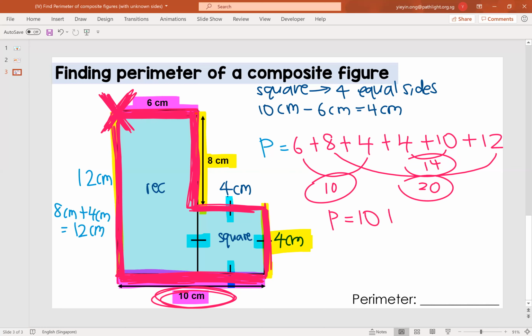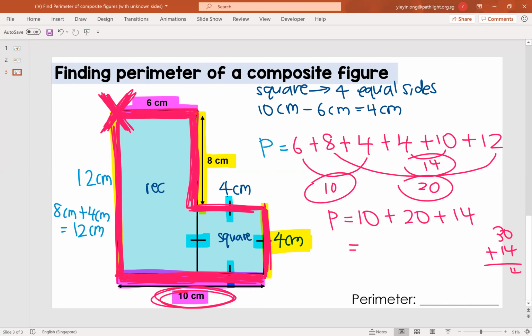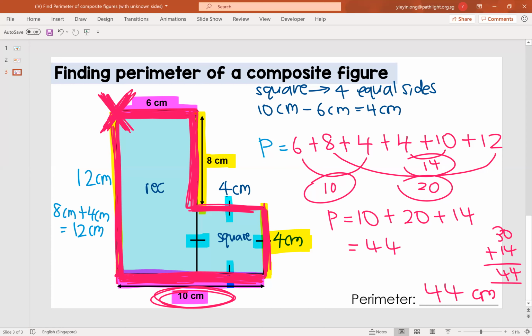So now I can calculate my perimeter by adding up these 3 pairs of numbers. Perimeter is 10 plus 20 plus 14. 10 plus 20 is 30. 30 plus 14 will give me 44. So the perimeter is 44 centimeter.